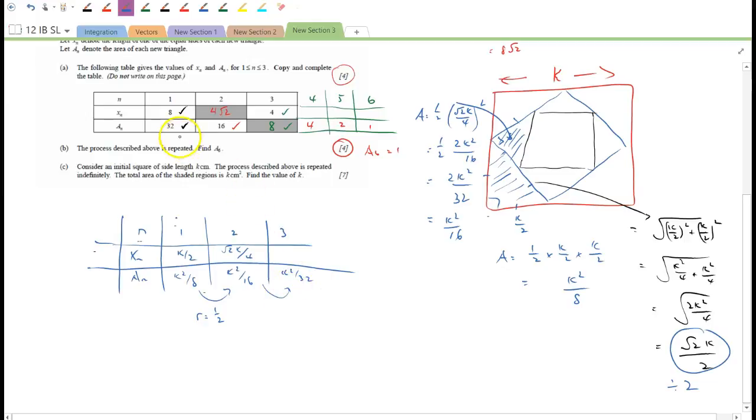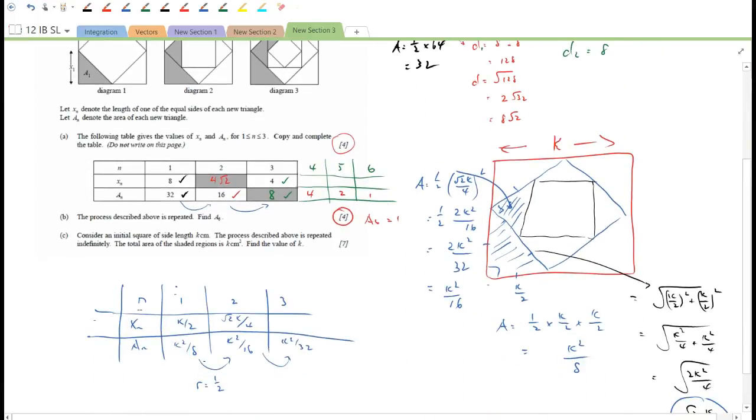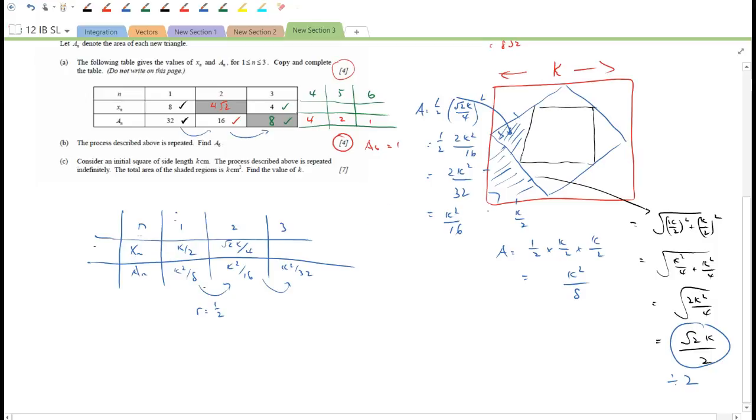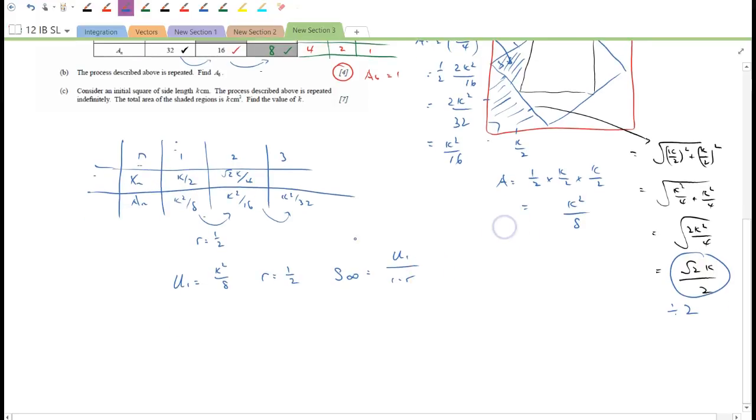And we can assume that because that was the pattern from our previous example where we started with a 16 length. So the principle is exactly the same. We're just starting with K, but because of this halving process, our area is halved as we go through. So we can now assume that it's a geometric series that starts with first term of K squared over 8 that has a common ratio of 1/2, and because my ratio is between -1 and 1, an infinite sum does exist, and it's u1 over 1 minus r, and that's what we're trying to find.